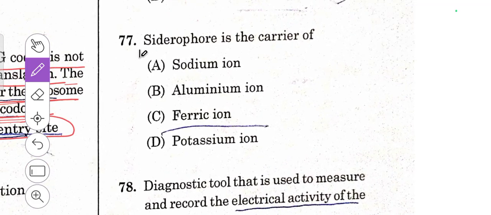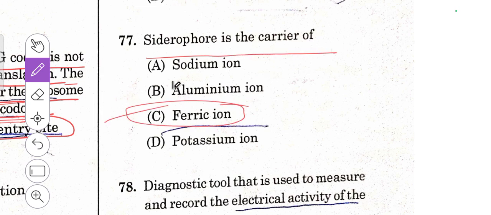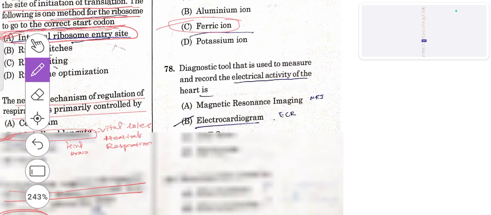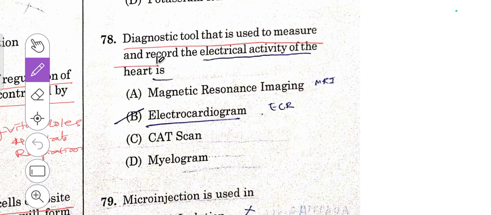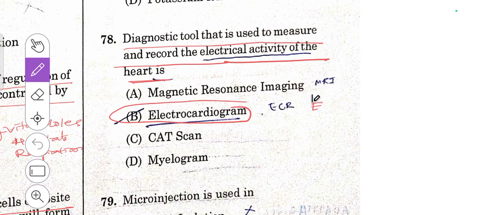Next question. Siderophore is the carrier of ferric ions. 78th question. Diagnostic tool that is used to measure and record the electrical activity of the heart is electrocardiogram. ECG, it is a machine.